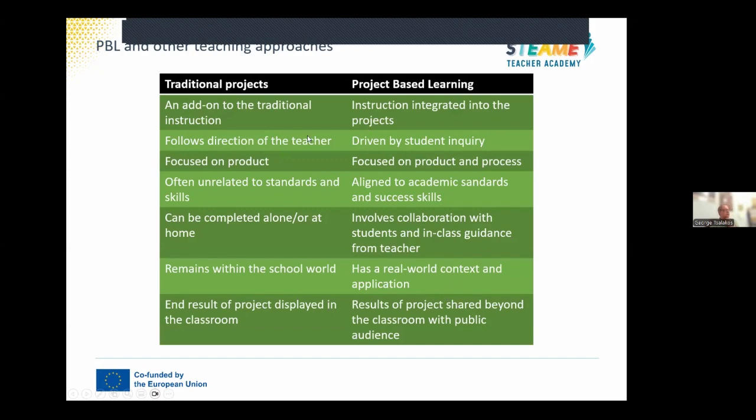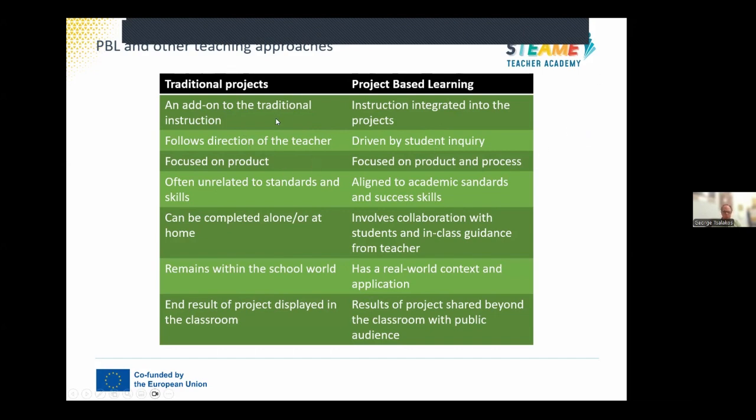Let's see what is a project. This is a very important question to answer: what is the difference between doing projects and project-based learning? Usually, many of us can confuse these two approaches.